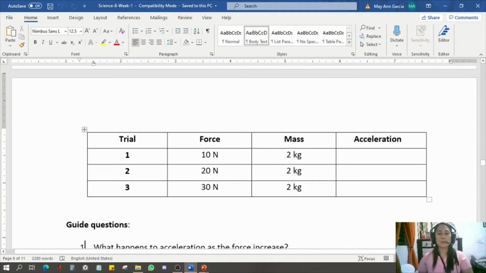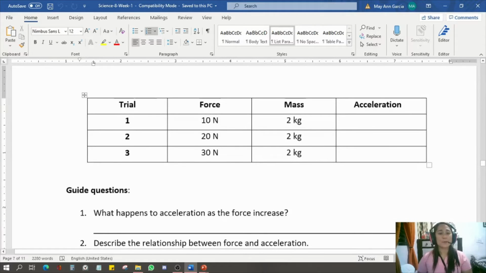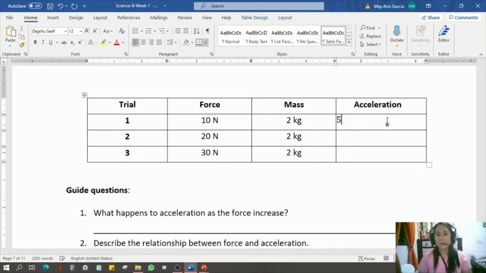So let us try to answer the first table. As you can see, there are 3 trials here. The first one has an amount of force which is equivalent to 10 Newton and its mass is 2. So how do we get the acceleration for this? For you to be able to calculate the amount of acceleration, you divide force and mass. So 10 divided by 2. Okay, that is correct. That is equivalent to 5. So since we are referring to acceleration, then the unit we'll be using will be meter per second squared.